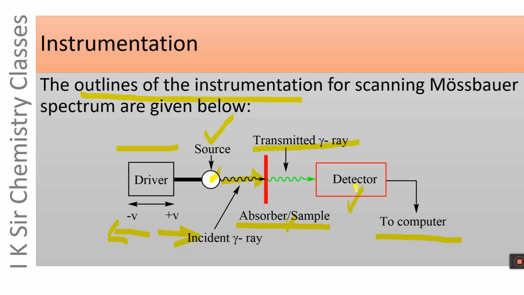Let us see again. The gamma ray source is mounted on a driver. The gamma rays emitted from the source fall on the absorber or sample. A portion of the gamma rays is absorbed by it. The rest of the gamma rays enter the detector. These are transmitted gamma rays, and the gamma rays entering the detector are counted by a computer.